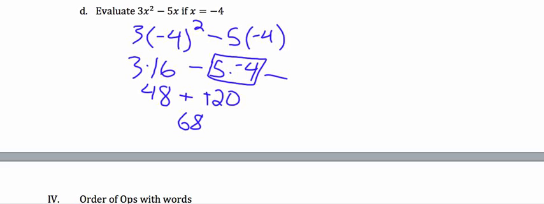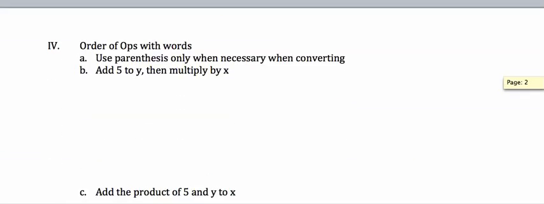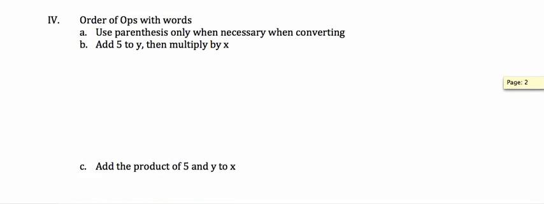At this step, you could have worked it slightly differently, and if you did and you got to the exact same answer as 68, you're probably fine. Okay, last bit is now a little bit of translation. We've done some of this before, but now we're going to take words and put them into some kind of algebraic expression. Here's the key. You want to use parentheses or a symbol of inclusion only when necessary.